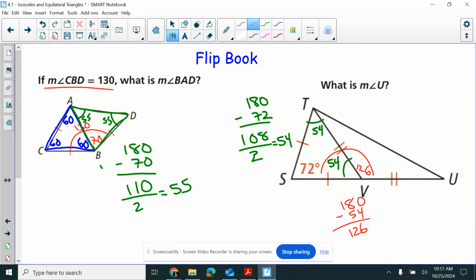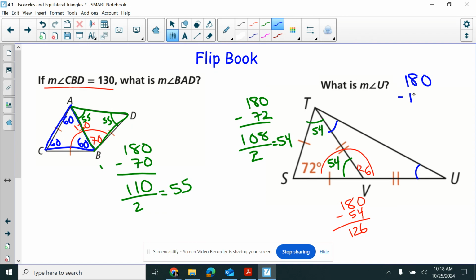Then we have another isosceles triangle on the right-hand side. So I know in this isosceles triangle, this angle and this angle would have to be the same. So I would do that same process where I do 180 minus 126. That would give me 54. Divide that by 2. Now we get 27. So these two angles would both have to be 27.